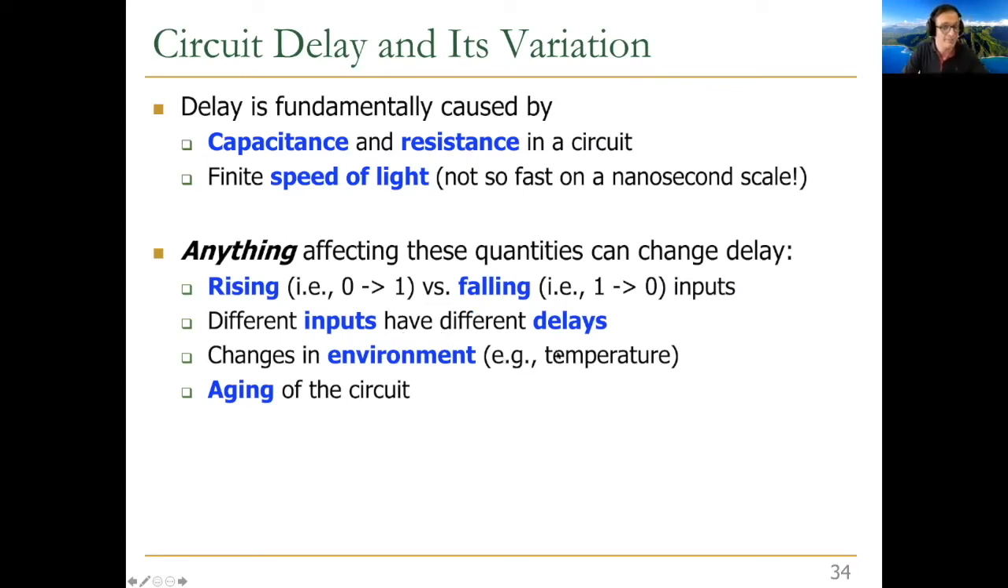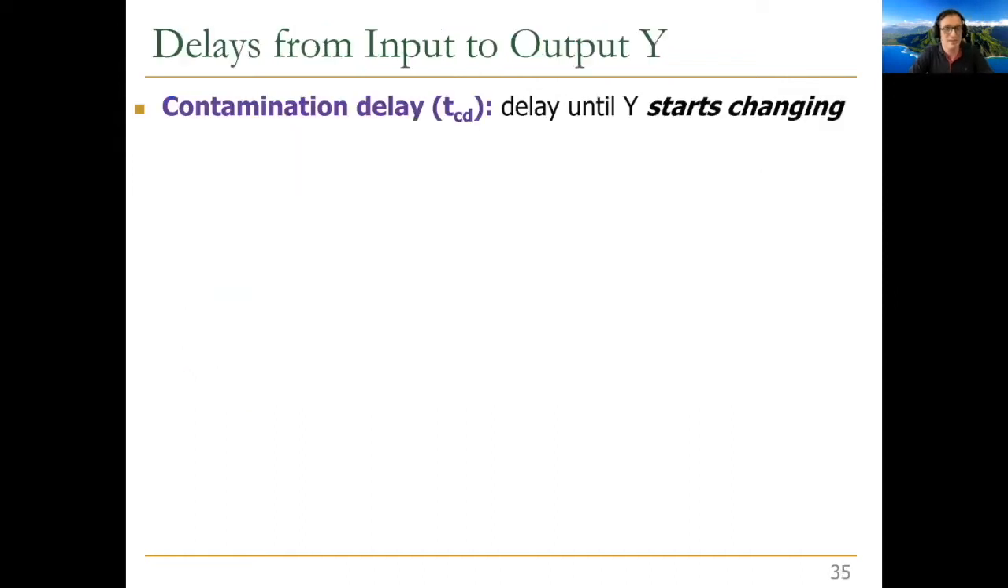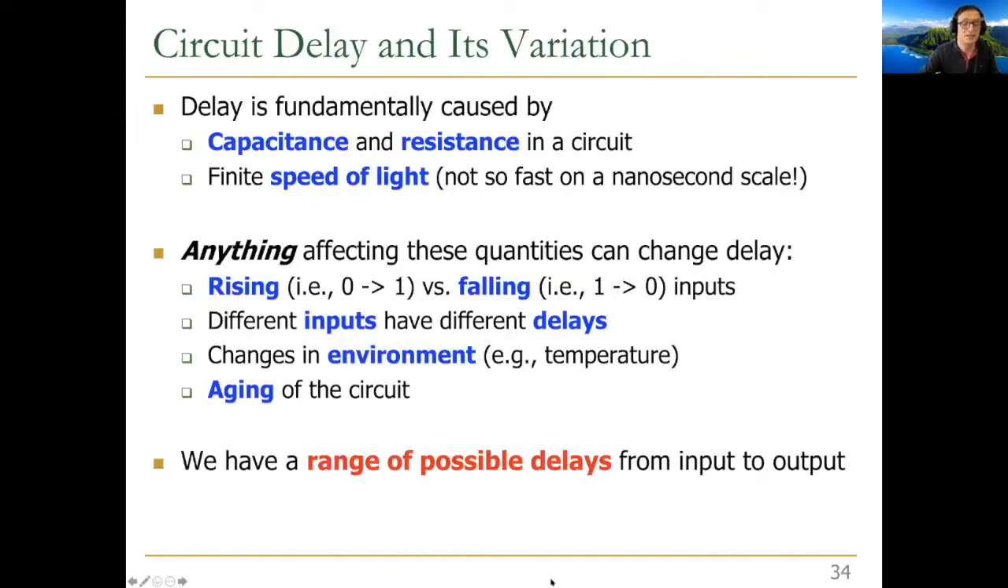Changes in environment like temperature may actually lead to delays, as we will also discuss. And aging of the circuit may actually change the structure of the circuit and may actually change the delays in the circuit. So there's a lot of effects going on. As you have used your computer for 20 years or 30 years, that may become slower also potentially because of the delays, because of the circuit-level, device-level structural changes, which we're not going to talk about in this lecture clearly. But we're going to abstract. Basically, we have a range of possible delays from input to output. We're going to abstract everything as a minimum delay of the circuit and a maximum delay of the circuit.